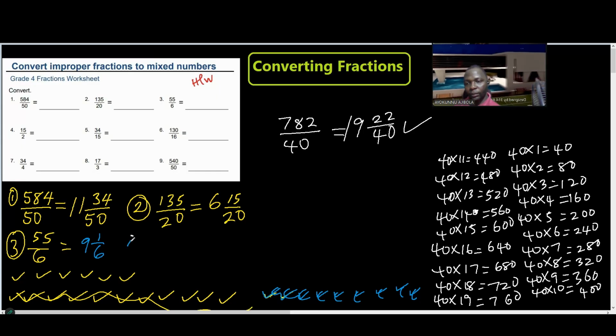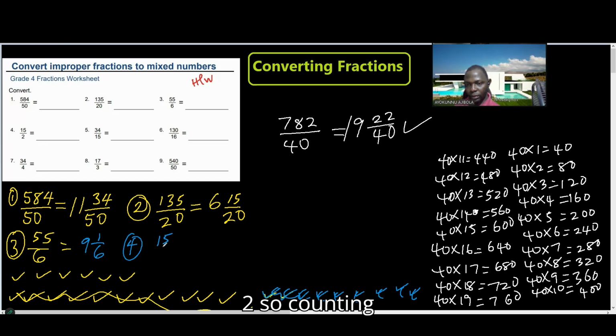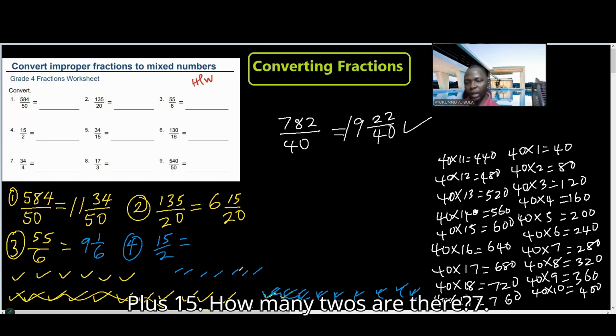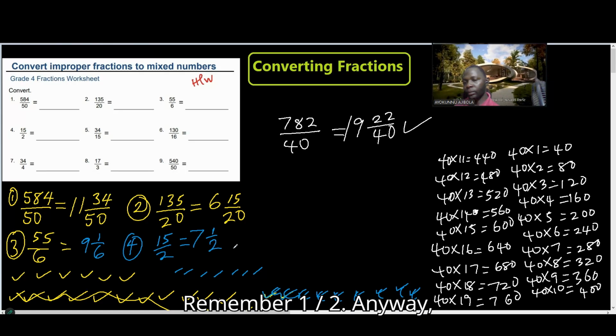Then number 4, you have 15 over 2. So counting twos: 2, 4, 6, 8, 10, 12, 14, close to 15. How many twos are there? 7. Remember 1 over 2.